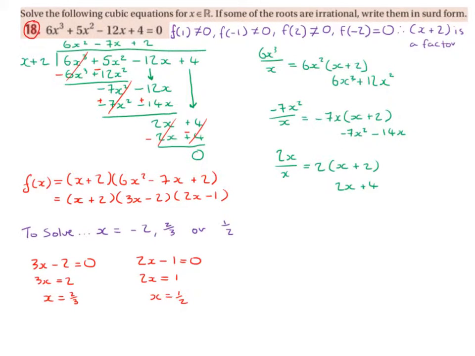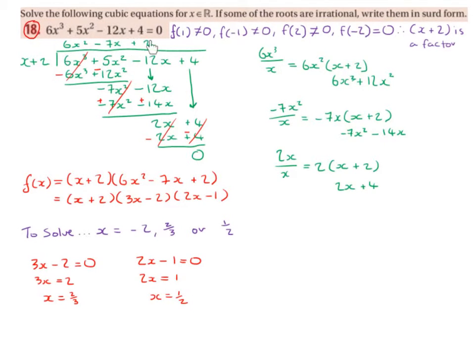We're then going to try minus 1. If we sub in minus 1, that will not give us 0. If we sub in 2, that will not give us 0. But if we sub in minus 2, that will give us 0. So minus 2 is one of the solutions of our cubic equation. So if minus 2 is a solution, then x plus 2 is a factor.